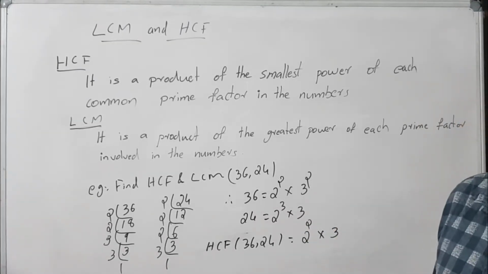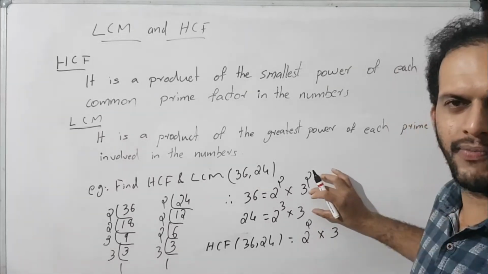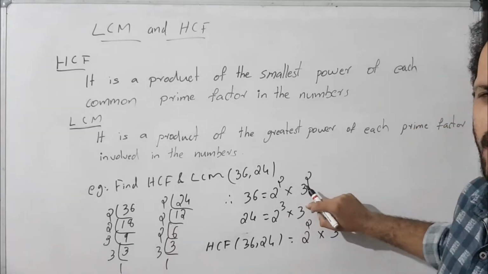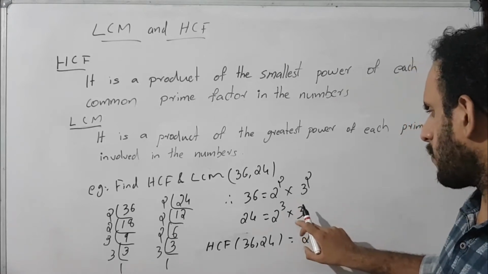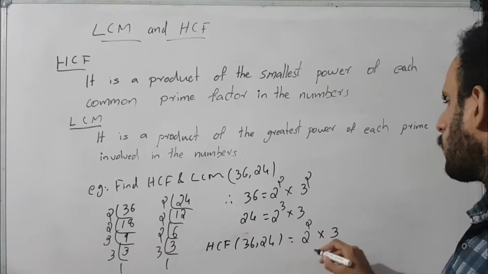Then what is the next? Another common factor. The other common factor is 3. Which one is the smallest power of 3? The smallest power of 3. What is the power here? We know that. What is the power here? Yes, that one is 1. Then the smallest power is 3 raised to 1, or 3. So we multiply 2 raised to 2 into 3.